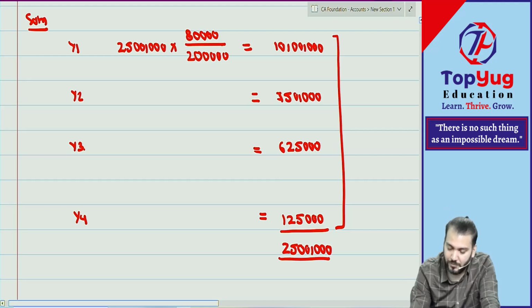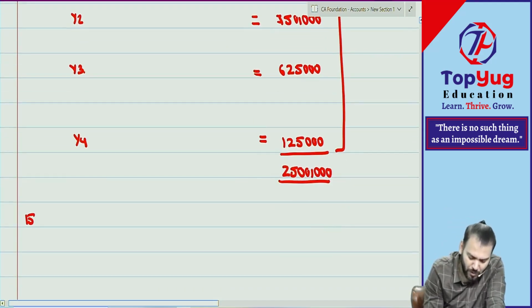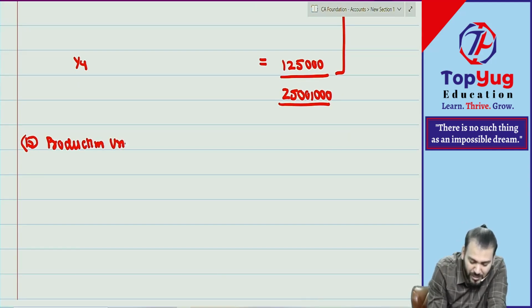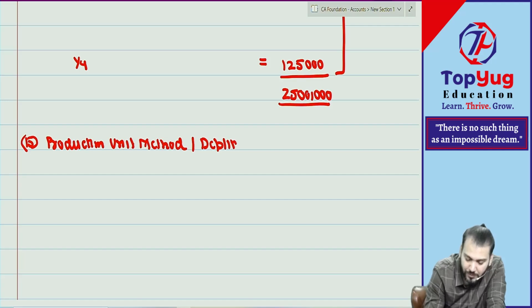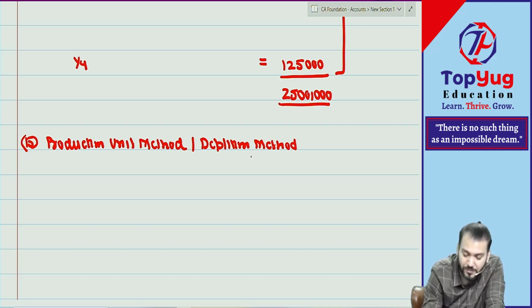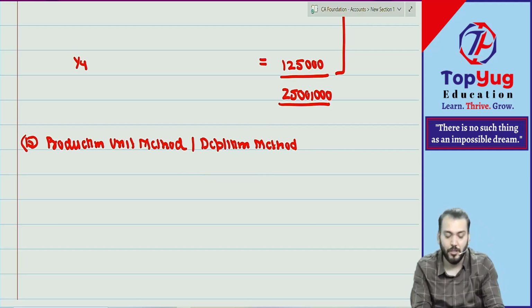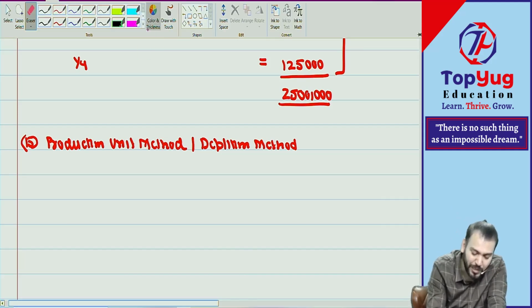Machine hour method done. Then the next point. Now all methods are very simple. Production unit method and depletion method are the same formula-wise. Depletion method is normally used for wasting assets. But it is nothing but similar to production unit method, based on how much production has been done. So production unit method and depletion method, the formula remains the same.